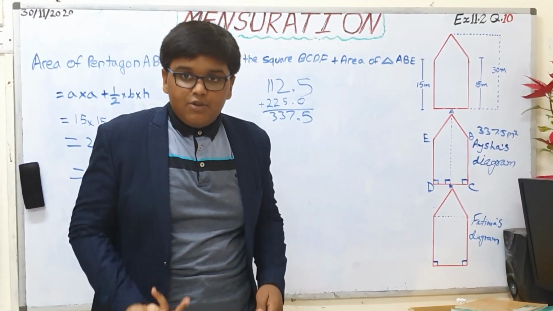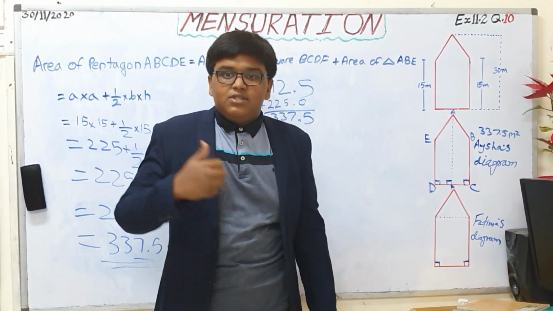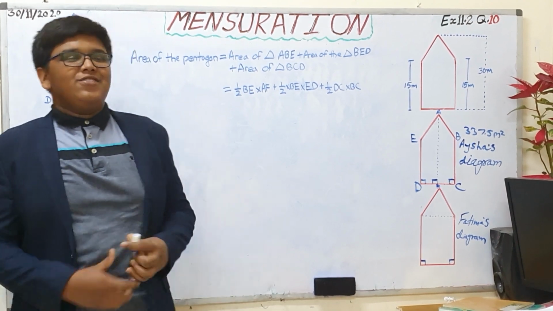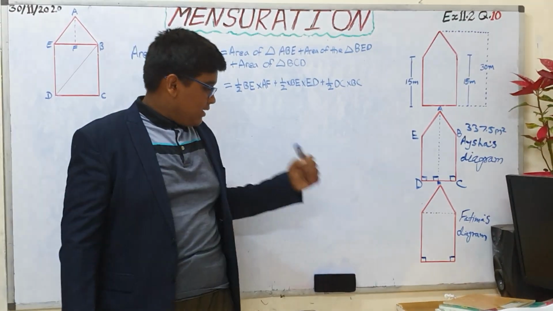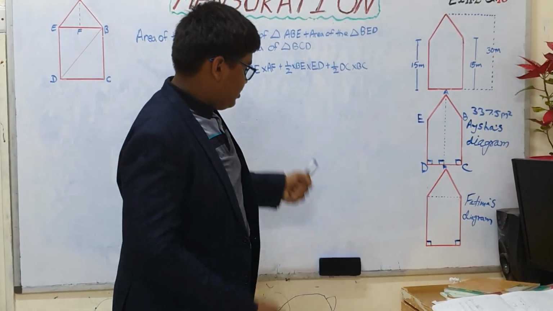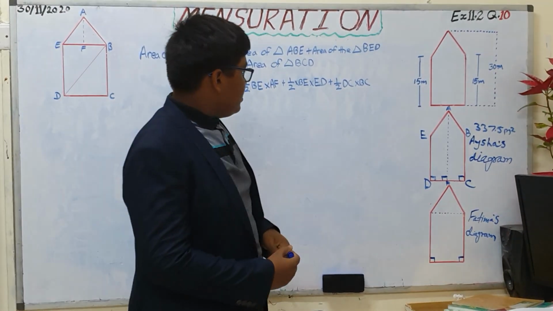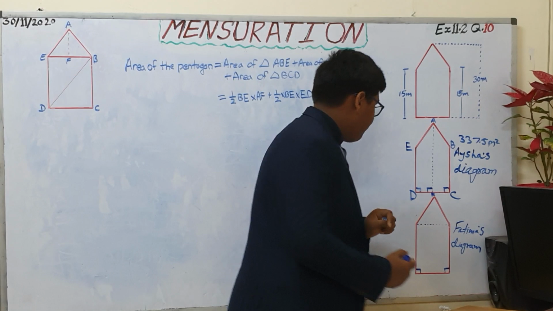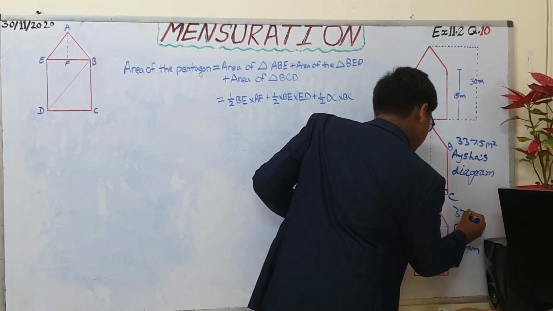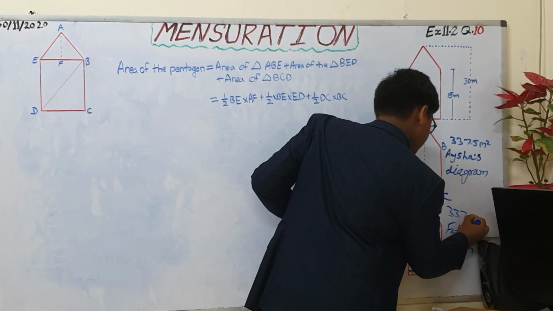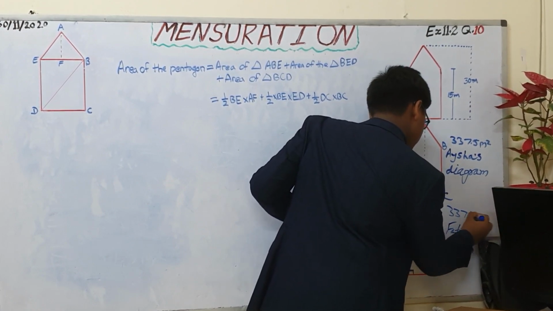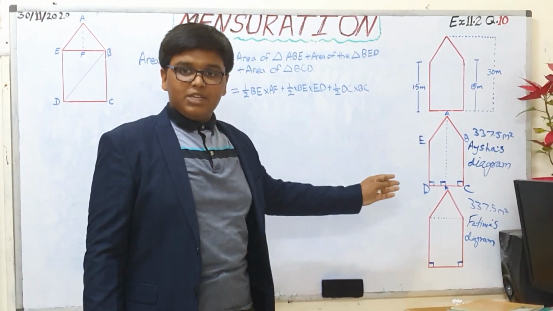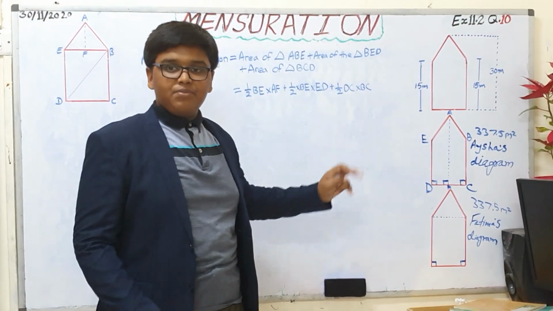They are asking us to write our own way. So I'm going to do my sir's way, Mr. Santosh Badigar. So I will erase this. Where is the eraser? Okay, so we have found the area of Aisha's and Fatima's diagrams. Aisha's is 337.5 meters square, and Fatima's is also 337.5 meters square. So we have found the areas of these shapes. Both of the parts are same.